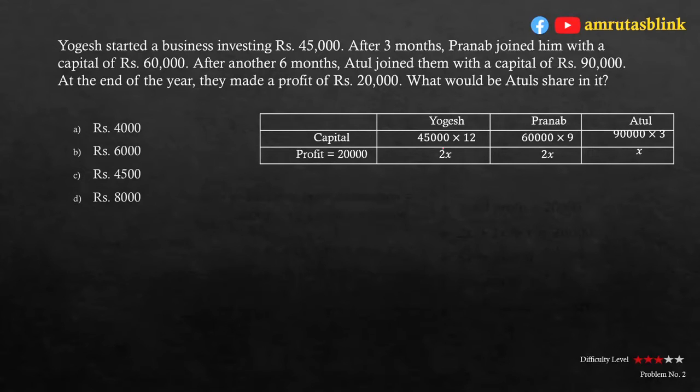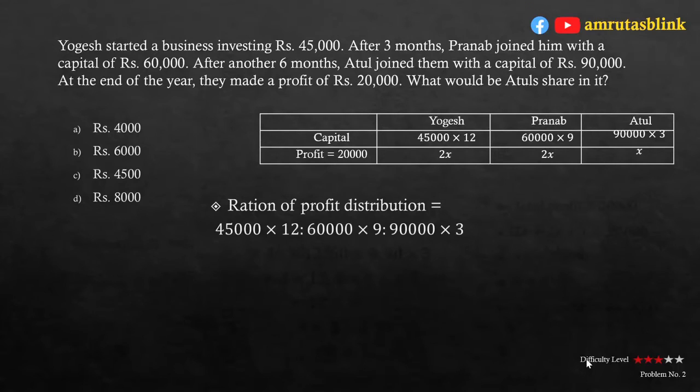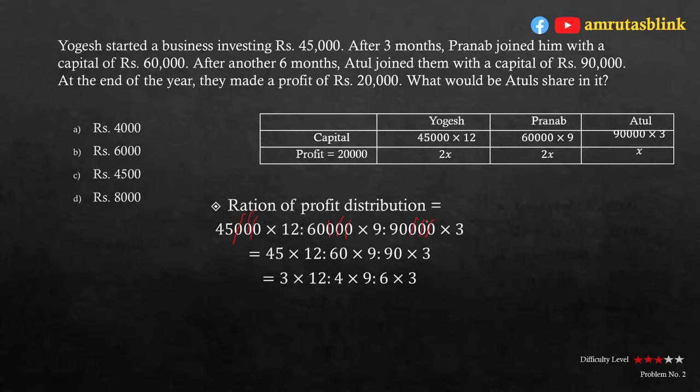So, Atul's capital contribution is 90,000 into 3. Now in order to calculate the ratio of profit distribution, it has to be calculated as 45,000 into 12 as to 60,000 into 9 as to 90,000 into 3. Now, what we will do is cancel out the common part, that is initially we have cancelled out the 3 zeros. So, what is remaining? It is 45 into 12 as to 60 into 9 as to 90 into 3.